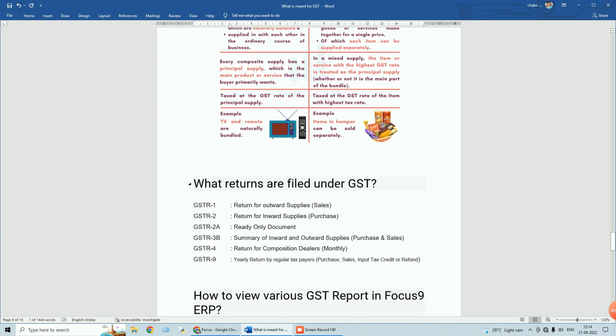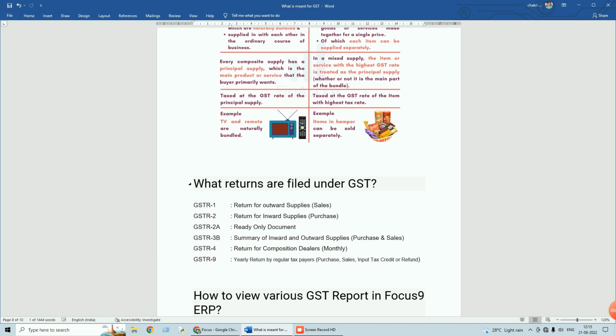Okay, so once composite supply is finished, all the entries we have done, sales, purchase, composite supplies. Now after doing this, what are the returns to be filed under GST as per the statutory norms? We have to file GSTR1, that is purely sales report. GSTR2 is for the inward supplies, you can treat it as purchase. GSTR2A, whatever we sell, can be seen in the GST portal as read only, just for our information. GSTR3 means summary of inward and outward supplies, the mix of purchase and sales.